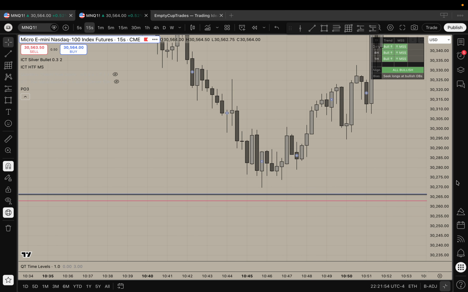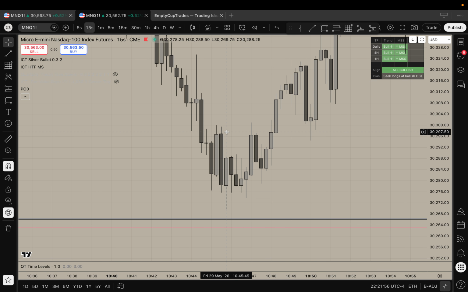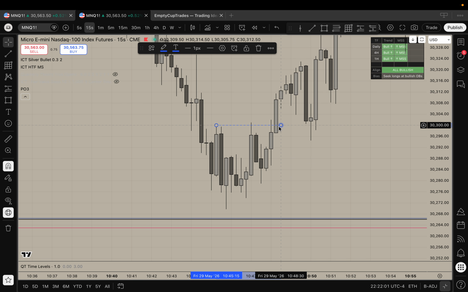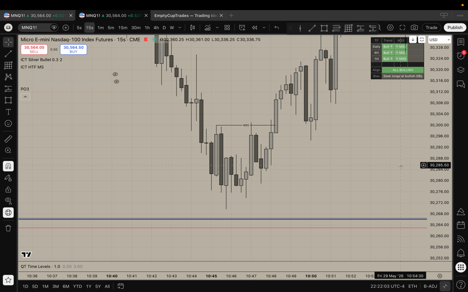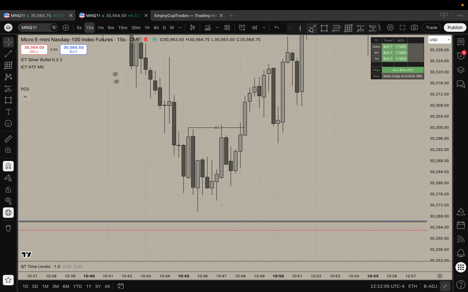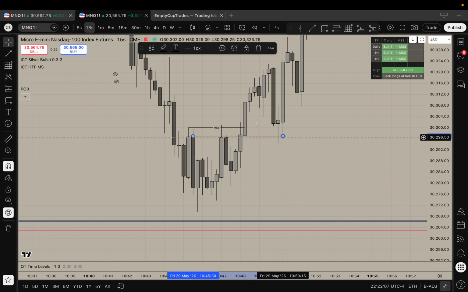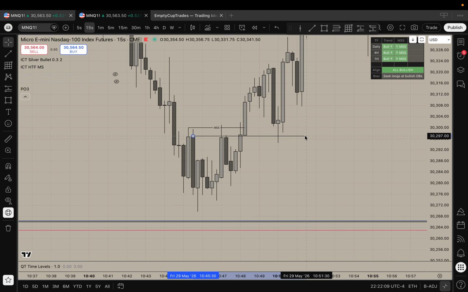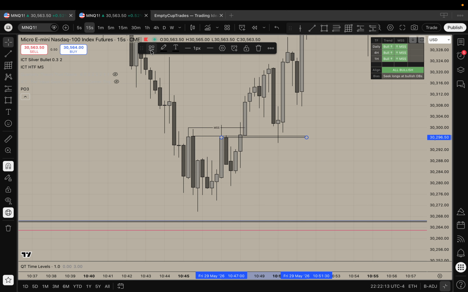Because then if you look right down here, we have a super ideal setup. We have a market structure shift right here, and then a rejection block right here, and then we have an order block right here that line up.